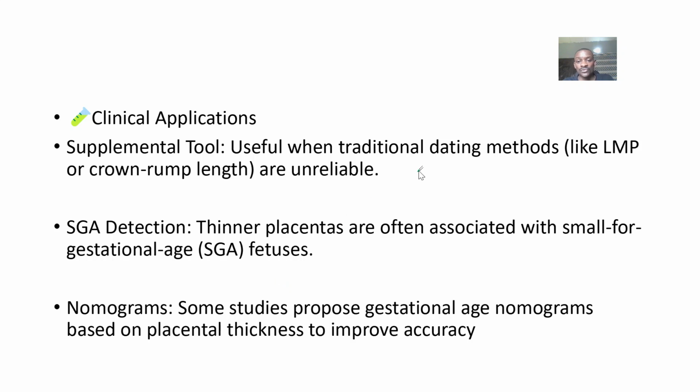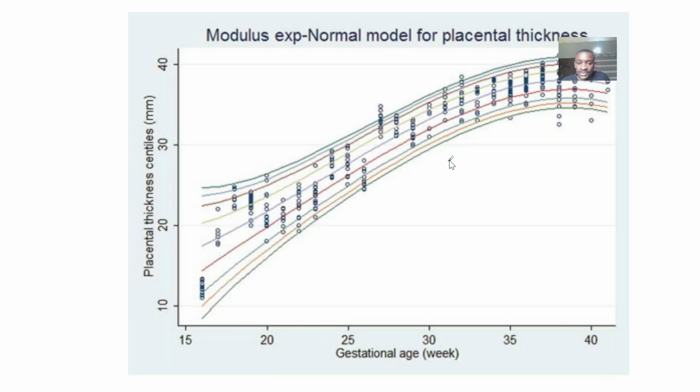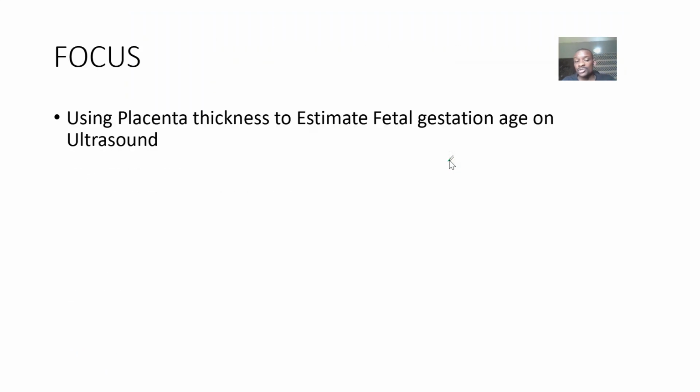So it is a supplemental tool, useful when traditional dating methods like last menstrual period are unreliable. You understand? Then, small-for-gestational age fetuses. Thinner placentas are often associated with small-for-gestational age. So sometimes you know the gestational age of the baby, but you just want to confirm how thick the placenta is. Now this will help you know if the baby is smaller than its normal size that it is actually supposed to be. So just so you know that we can actually use the placenta to determine the age of a pregnancy.